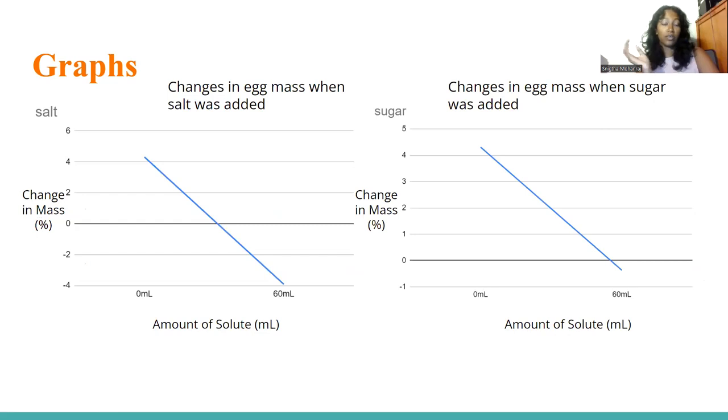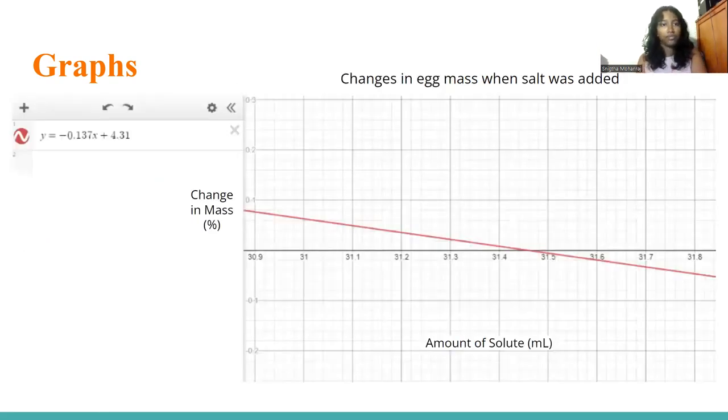And then we were able to graph that data into these little charts, and you can see how for at least the salt, roughly around 30 milliliters is when there was no change in mass. So that was basically the isotonic solution. And then for the change in egg mass when sugar was added, the isotonic solution was more so closer to 50 milliliters, roughly around there, which is different, but what we expected, somewhere between 0 and 60, is what we expected to be the isotonic solution.